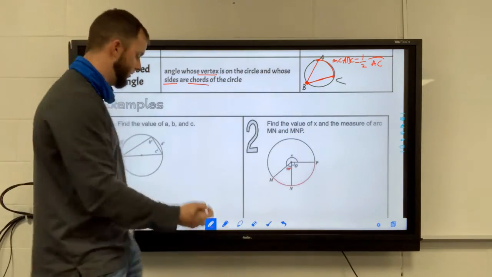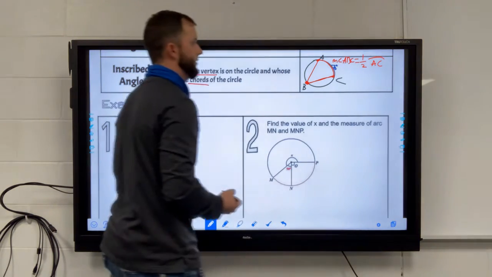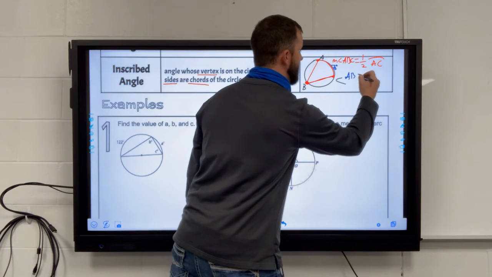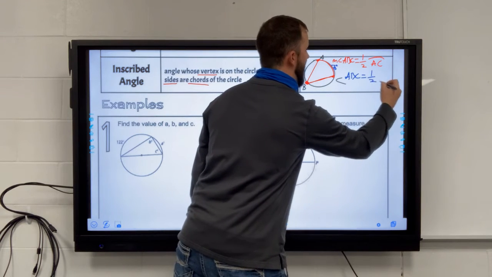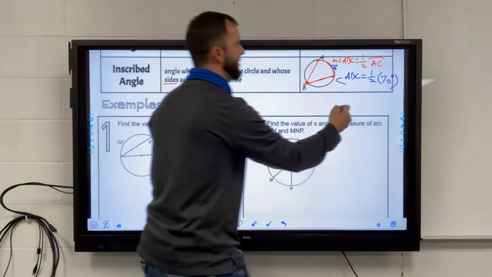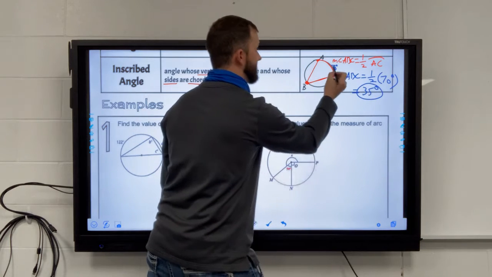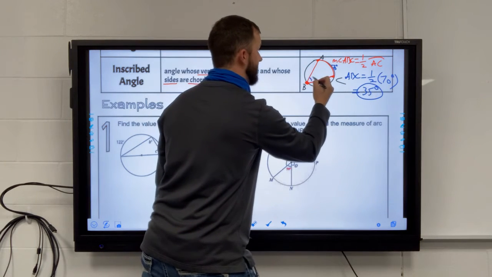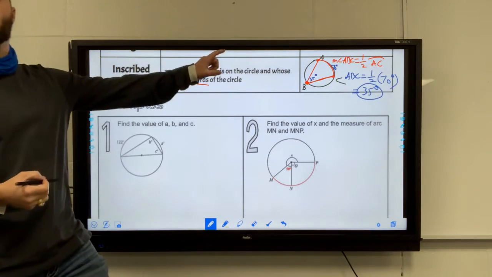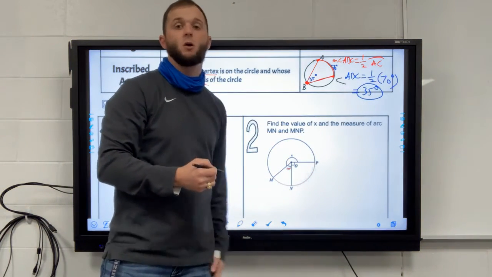So just for example, let's go ahead and say this arc was 70 degrees. So in this instance, if I wanted to find the measure of ABC, I'm going to take 1/2 of 70 degrees. So 1/2 of 70 degrees is going to equal 35 degrees. So that means in this instance, if this was 70 degrees, this is going to be 35 degrees. So ladies and gentlemen, that's an inscribed angle, and that's how you would end up finding it, by taking 1/2 of its intercepted arc, okay?